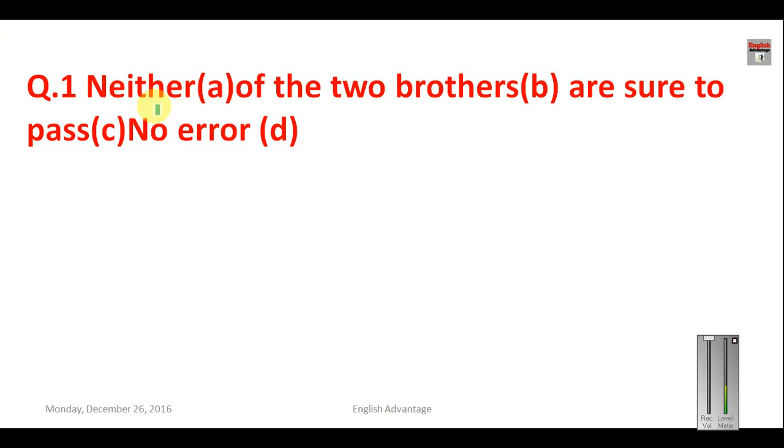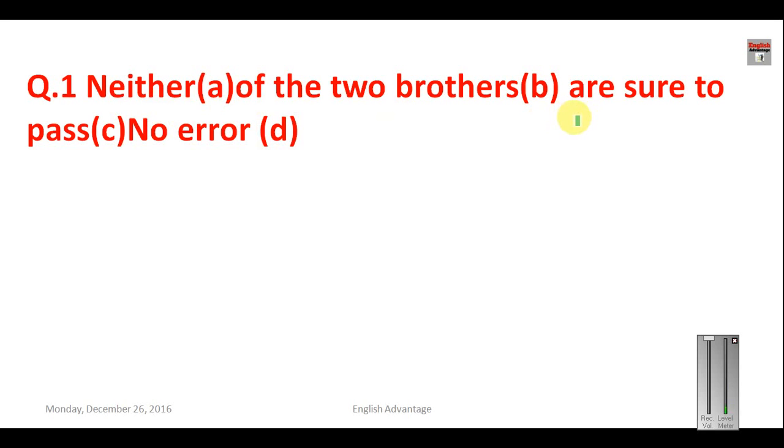Neither of the two brothers are sure to pass. These kinds of questions are very important and very common in the SSC exam. In the SSC spotting error part, there are only 4 sections: A, B, C, and D, where D is for the no error part. In banking questions there are 5 parts, but in SSC questions there are only 4 parts.